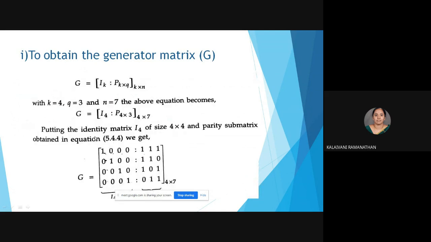Next, in order to calculate the generator matrix, you have to note down the identity matrix first and then note down the parity matrix.